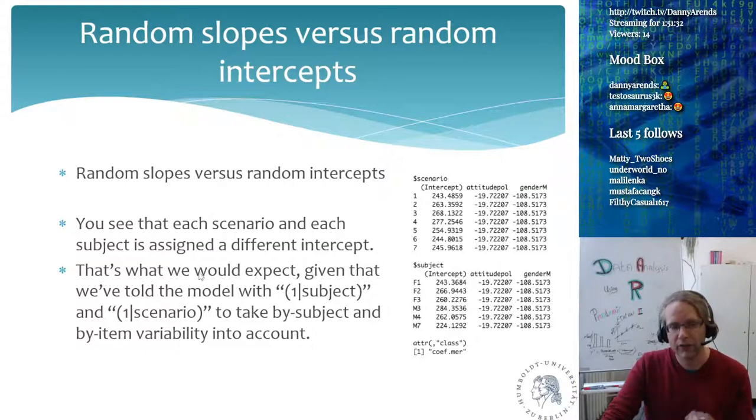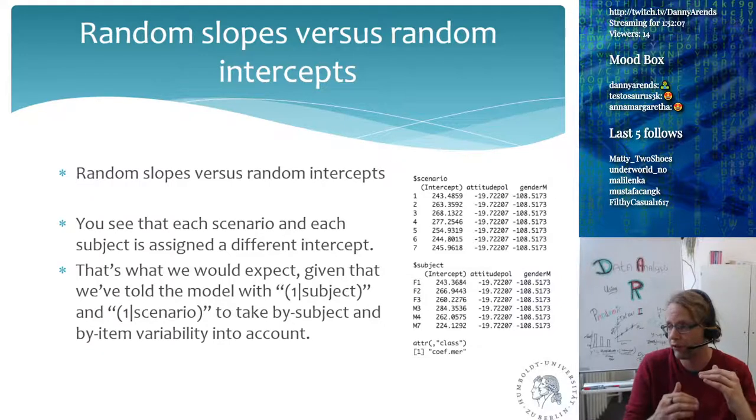That is what you would expect when you give this model the one by subject and the one by scenario, because it takes into account the by subject and the by item variability. However, it might be that there is a relationship, right? That based on the scenario, so based on the question, the politeness attitude might actually change, which is a relatively normal assumption. Some questions might not have a massive difference, while other questions might have a much bigger difference, right?